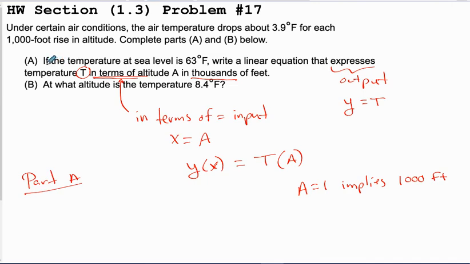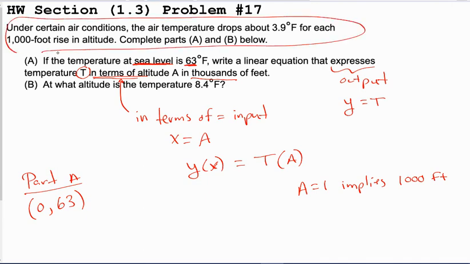With that said, we can see that part A gives us an ordered pair. It says if the temperature at sea level is 0 altitude, so our input is the altitude, that would be 0, and our output would be 63 degrees. In the directions up above, it says that the air temperature drops, so that's a negative 3.9 degrees for each 1,000 foot rise.